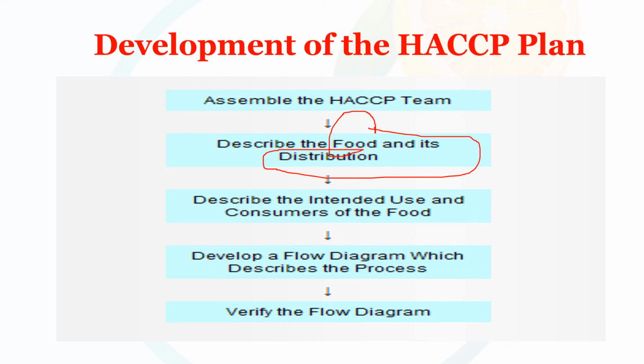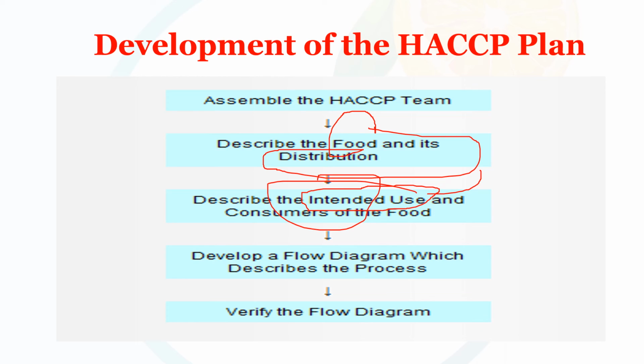This is told to the HACCP team, and then also the intended use, for what thing it is done. Suppose we take toffee. Toffee is used for eating purpose, for enjoying. Children love to eat toffee, so that is the intended use. What is the intended use of the toffee? To eat, especially by children, as I told you. So here the intended use is told.